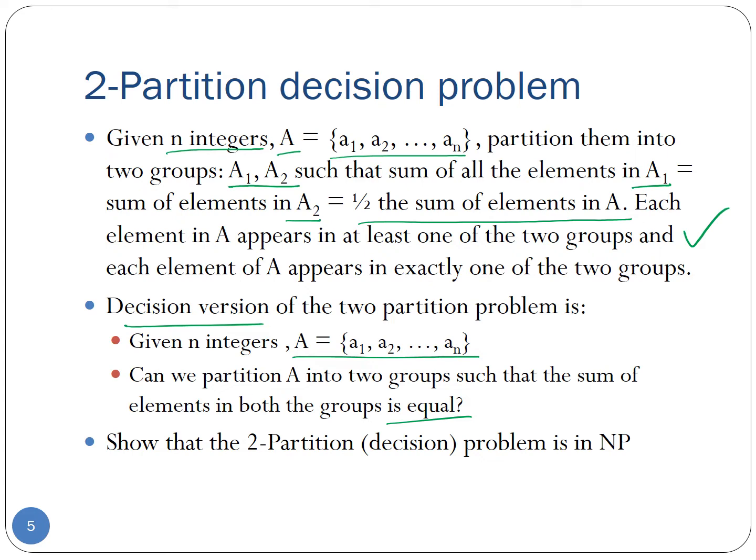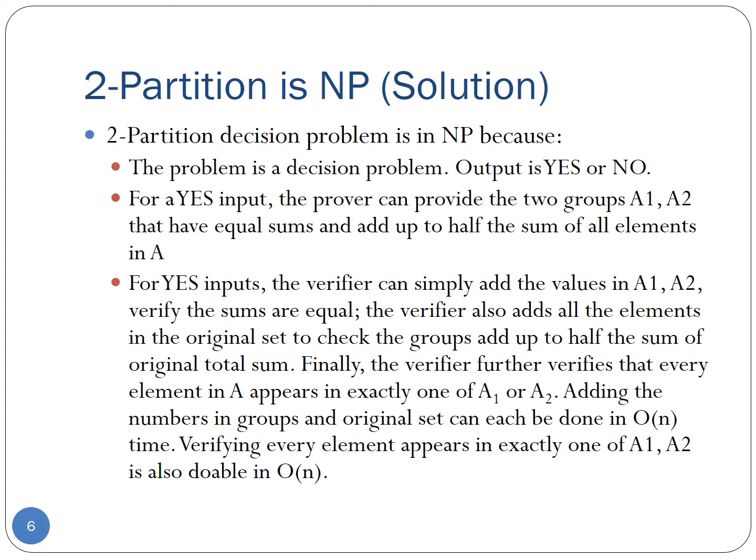So first is whether this is a decision problem. Second, for yes inputs, what proof would the prover provide to the verifier? And the third thing is how would the verifier verify, in polynomial time, that the provided answer is correct.